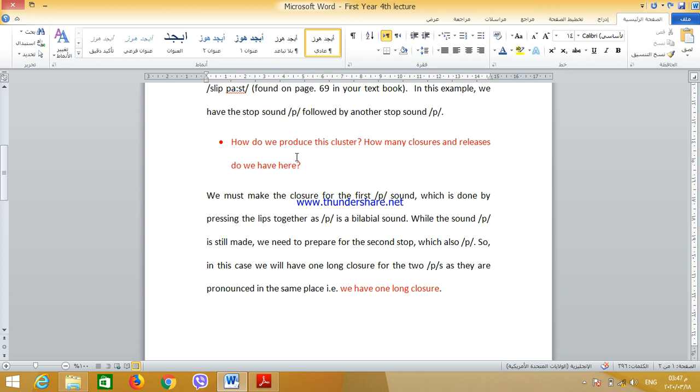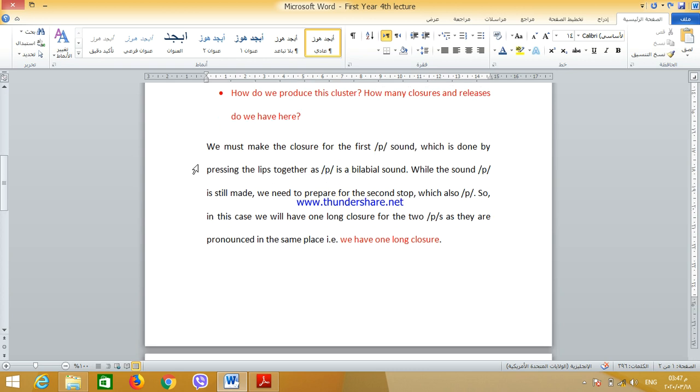Okay, so how do we produce this cluster? How many closures and releases do we have here? Okay, first of all, we need to know that when we make the closure for the first p, we do it by what? If you remember, p is a bilabial sound. So when we want to make the closure for p, we need to press the lips together, okay, to make a bilabial sound. And while the first p sound, the first stop is being made, we need to prepare for the second stop, which is another bilabial stop.